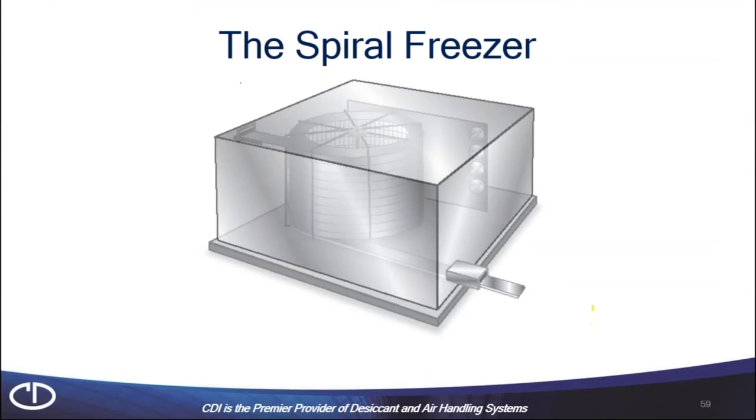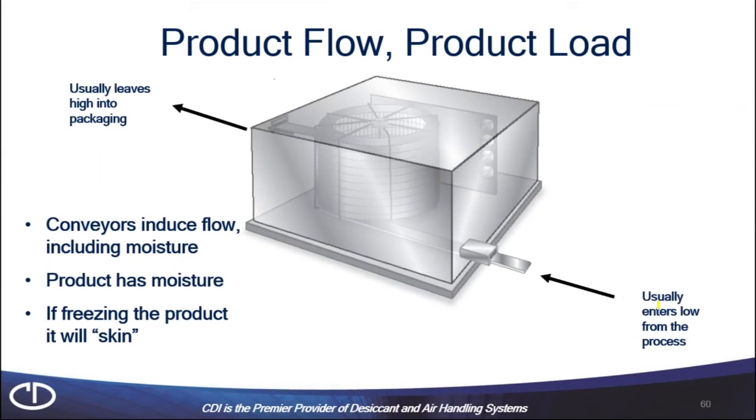This spiral freezer, a rather unique creature, if you will. It has product that is usually entering from the low position as it comes in. As it does come in, that conveyor is going to induce a flow, which then includes moisture coming in with that flow. As we go through the spiral, we usually leave high into the packaging area or something like that. So the product flow is that direction. That product has moisture in it. We're going to talk about that a little bit more. But if this is a spiral freezer, then we're going to be freezing the product.